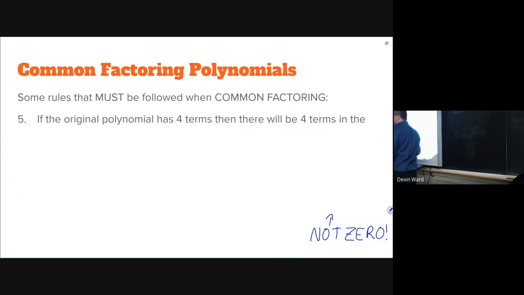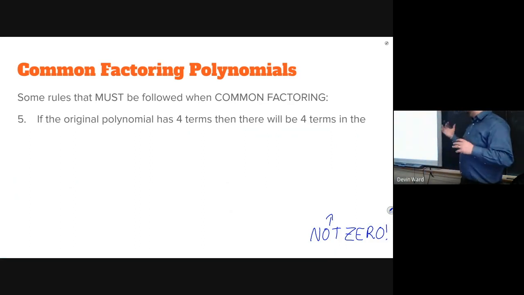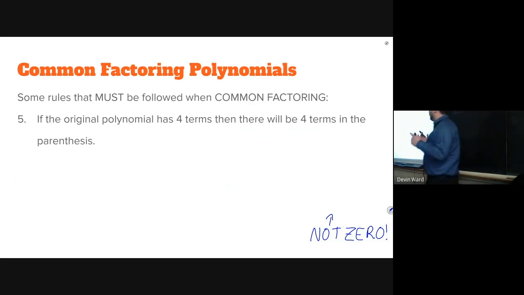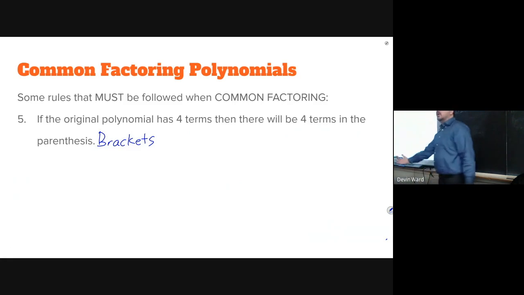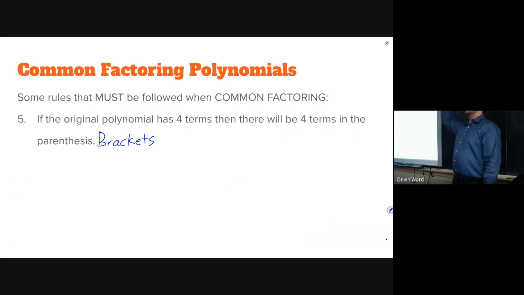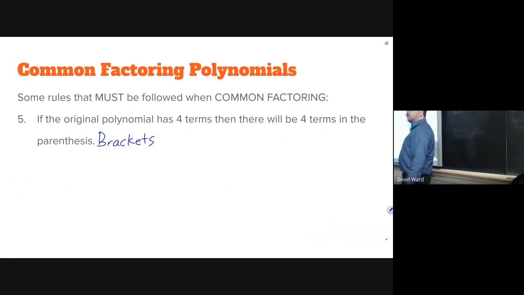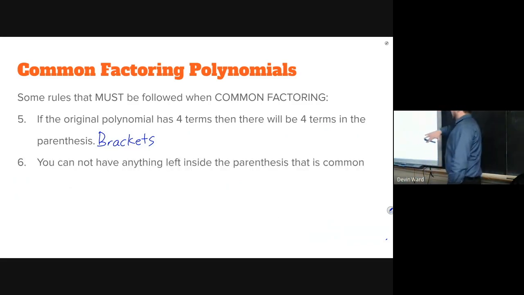But you always want to keep the same number of terms. So if the original polynomial has 4 terms, so you have 4 things, then there's going to be 4 terms in the parentheses or in the brackets. If we're starting with a trinomial, that's going to have 3 terms, so we'll have 3 terms inside the brackets. If we're starting with a binomial, that has 2 terms, 2 terms inside the brackets. If we have 4 terms, we'll have 4 terms inside the brackets.